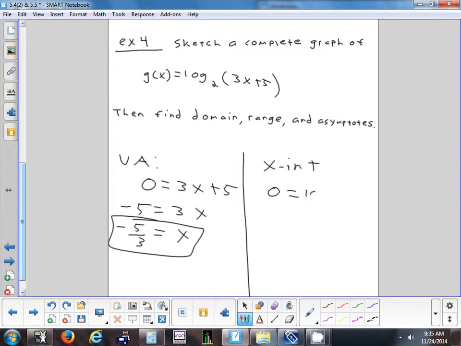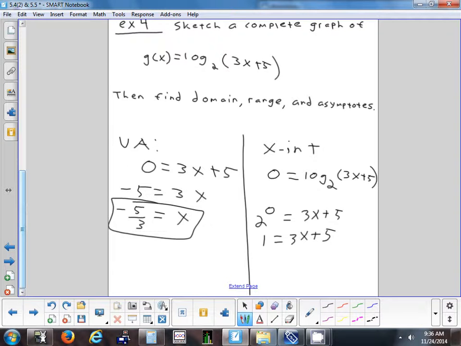0 equals log base 2 of 3x plus 5. Right, how can we solve that? This is an equation that's in log form. Oh, Julia, what could we do with an equation that's in log form? You can put it in exponential. Yeah, let's put it in exponential. Good. Right, so 2 is my base, 0 is my exponent, and that's equal to 3x plus 5. Anything to the 0 power gives me 1.